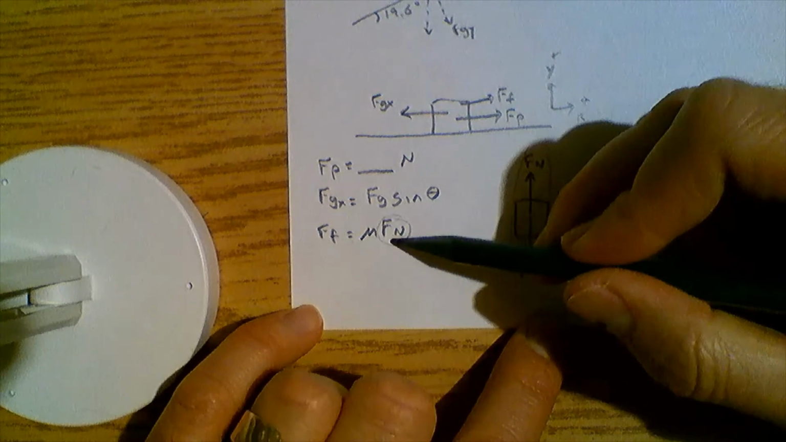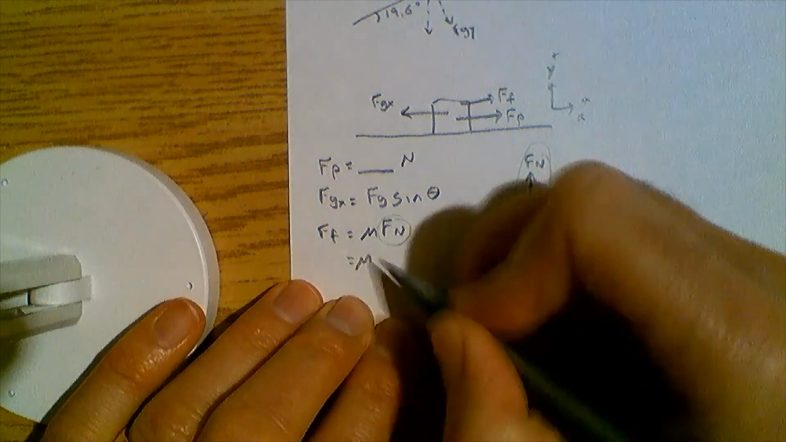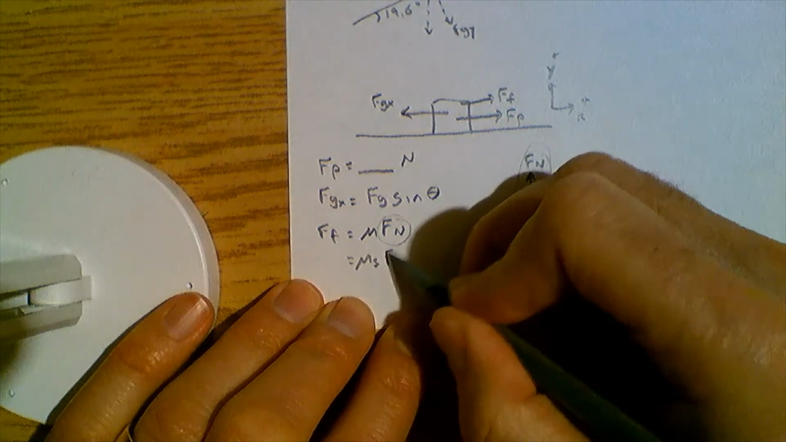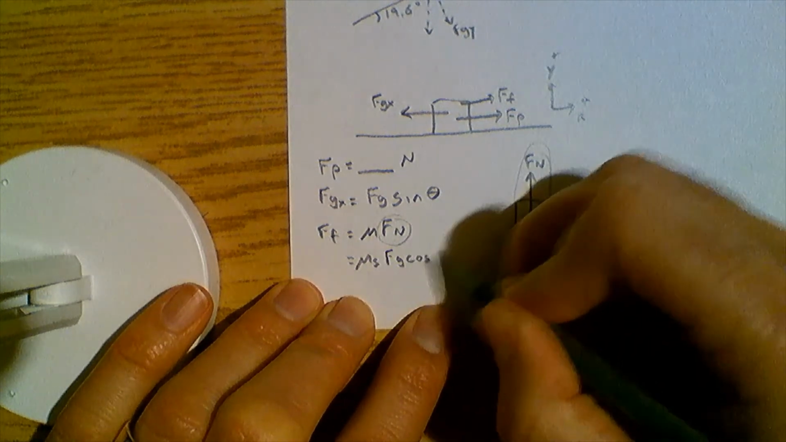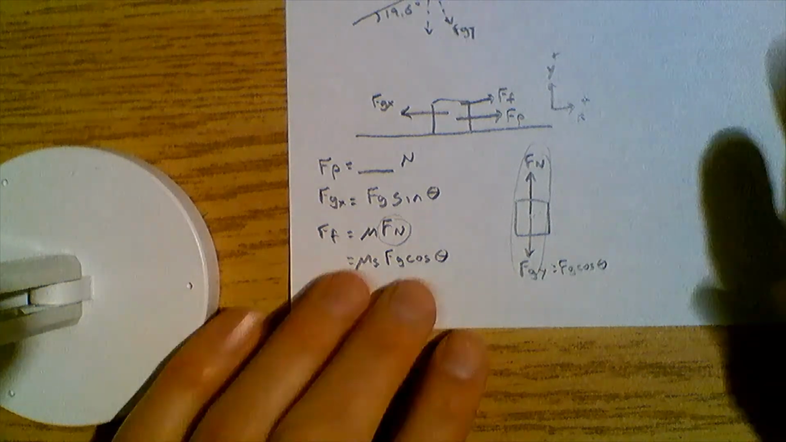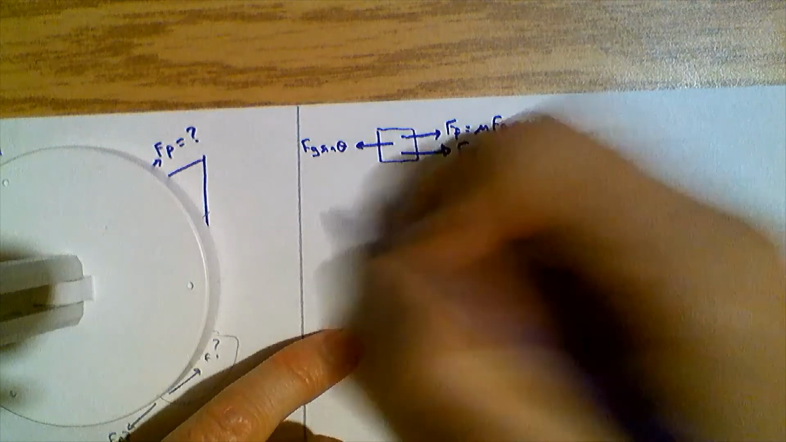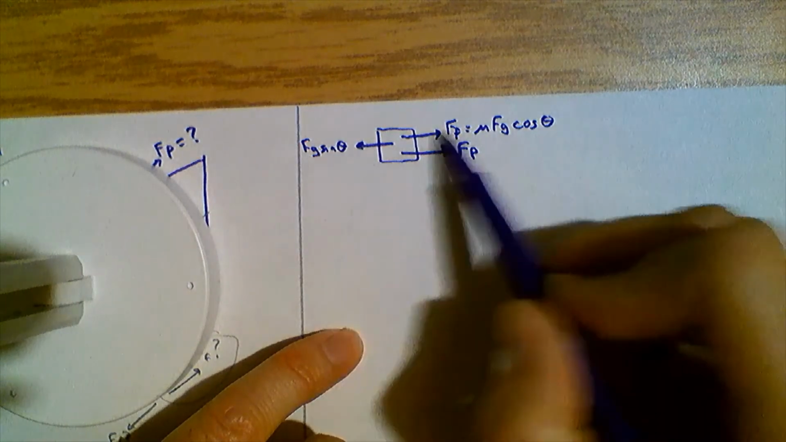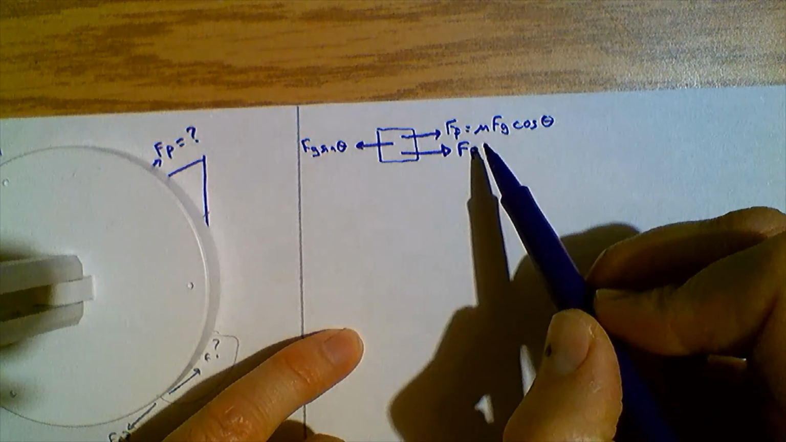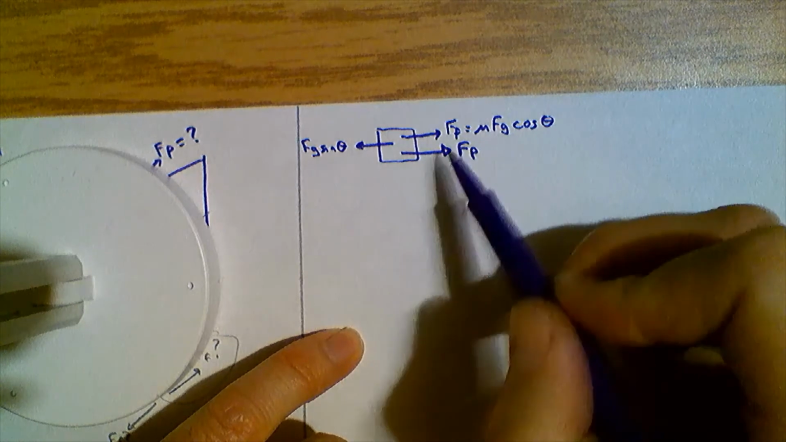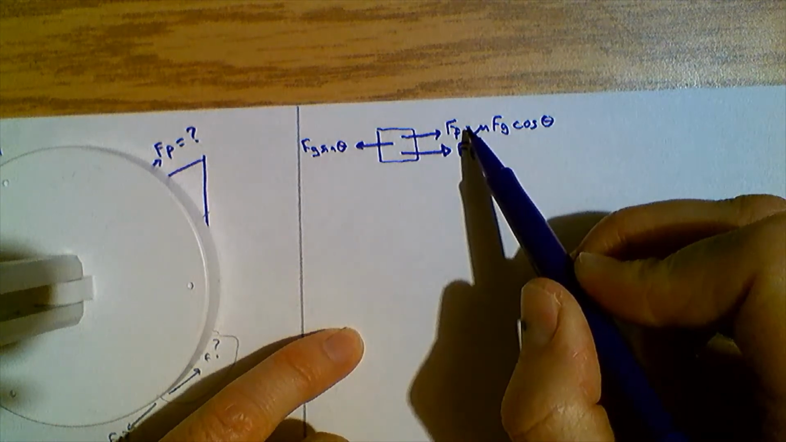So now we can bring that back over here and say mu, by the way, that's mu s, Fg cos theta. So here's our free body diagram where we can figure out what Fp is. We know we're aiming for a minimum Fp being the point where all of these forces are in equilibrium. So we can write that out as being Fg sine theta is equal to Ff plus Fp. But if we rearrange that, we get Fp is equal to Fg sine theta minus Ff.